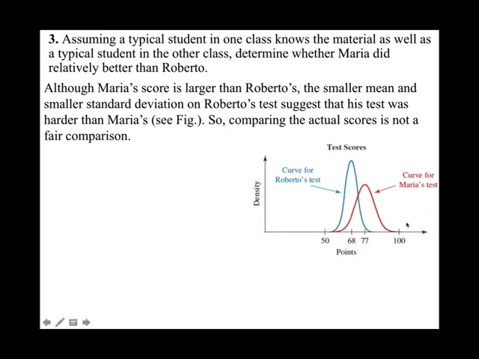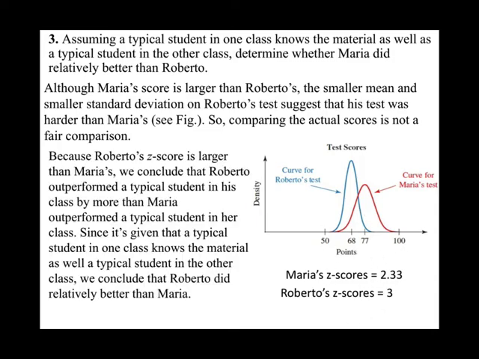Okay, and now we're going to look at the z-scores that we found from part 1 and part 2. Maria's z-score is 2.33, and Roberto's z-score is equal to 3. If we want to know whether Maria did relatively better than Roberto or the other way around, we can just compare the z-scores. Since Roberto's z-score is 3 and Maria's z-score is 2.33, we know that Roberto did relatively better than Maria. So sometimes we can't just compare the test scores. You have to look at the sample mean and the sample standard deviation.